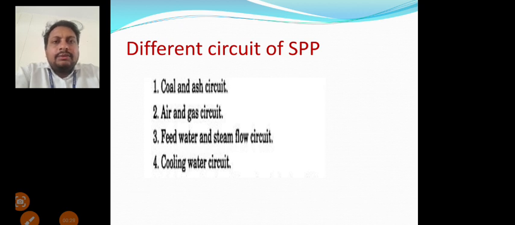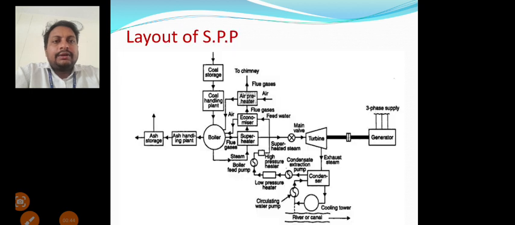So first circuit will be coal and ash circuit. Second is air and gas circuit. Third one is feed water and steam flow circuit. Fourth one is the cooling water circuit. So now one by one we are going to see the circuits in the steam power plant.